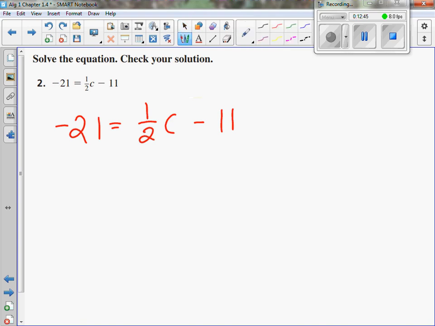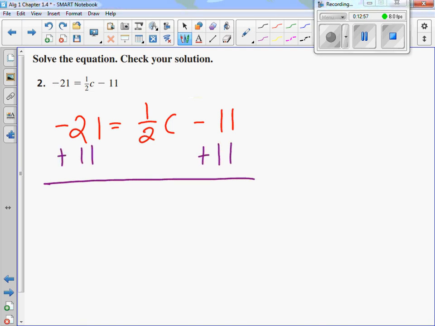Now, what's the first thing we're going to do to get C by itself? We would need to move the -11, yes? So we would do what? We would add 11 to both sides. -11 plus 11, these here would cancel. So we have 1/2 C on one side. On the other, -21 plus 11 gives us -10.